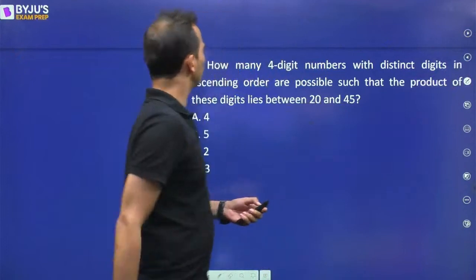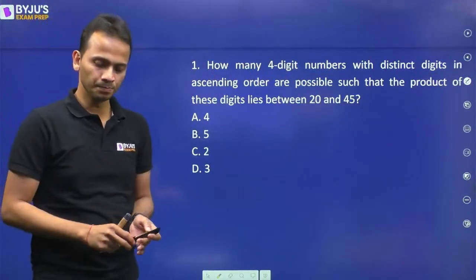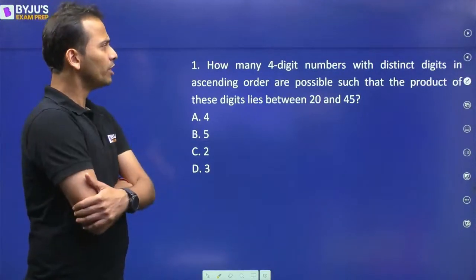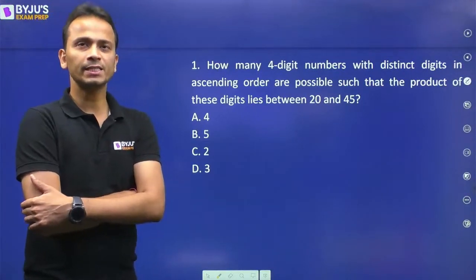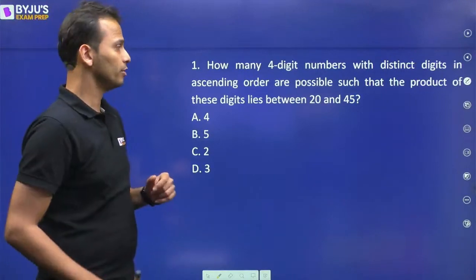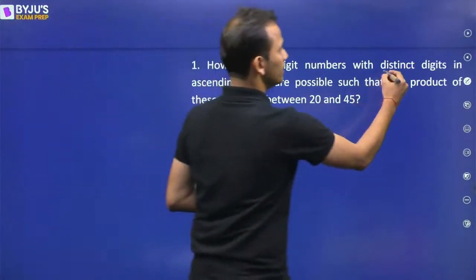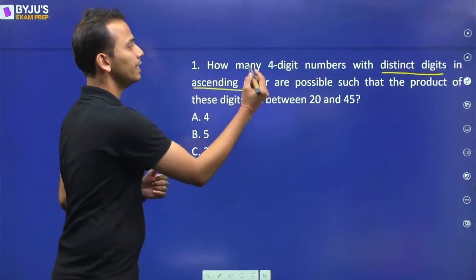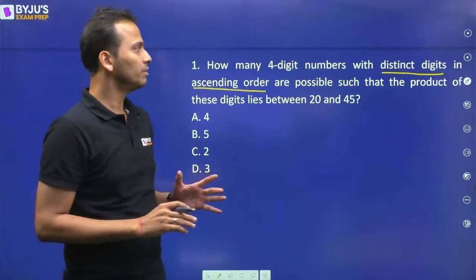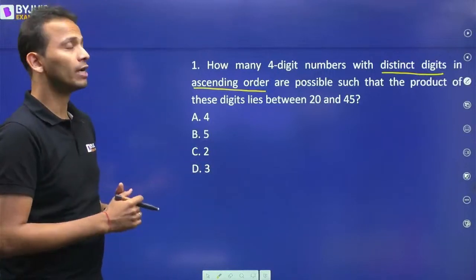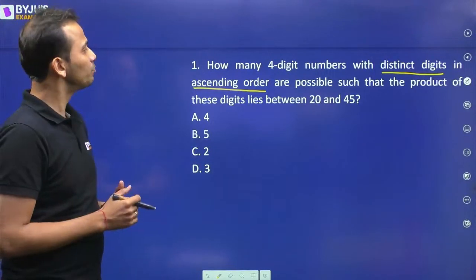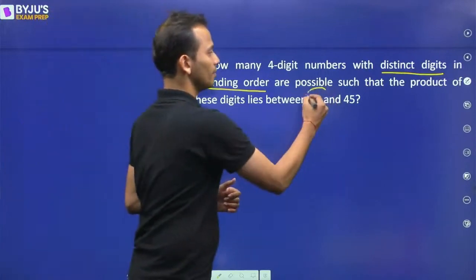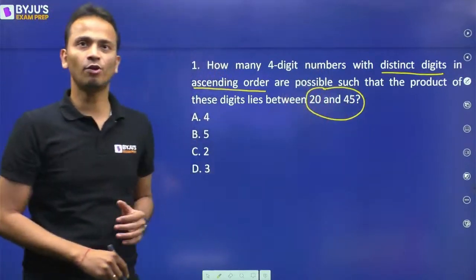All right. So this is the first question for all of you. Have a look at this. How many 4-digit numbers with distinct digits in ascending order? The important part is the digits should be distinct and these digits should be in ascending order. So how many 4-digit numbers with distinct digits in ascending order are possible such that the product of these digits lies between 20 and 45?